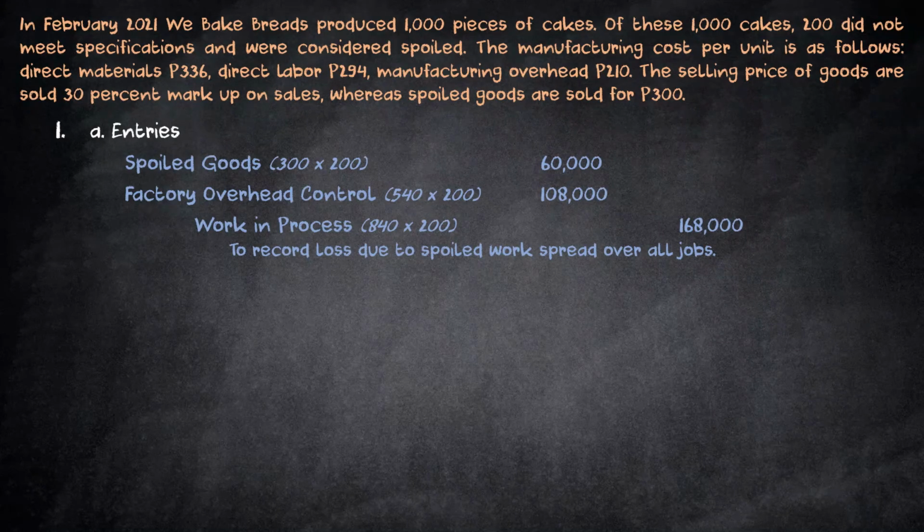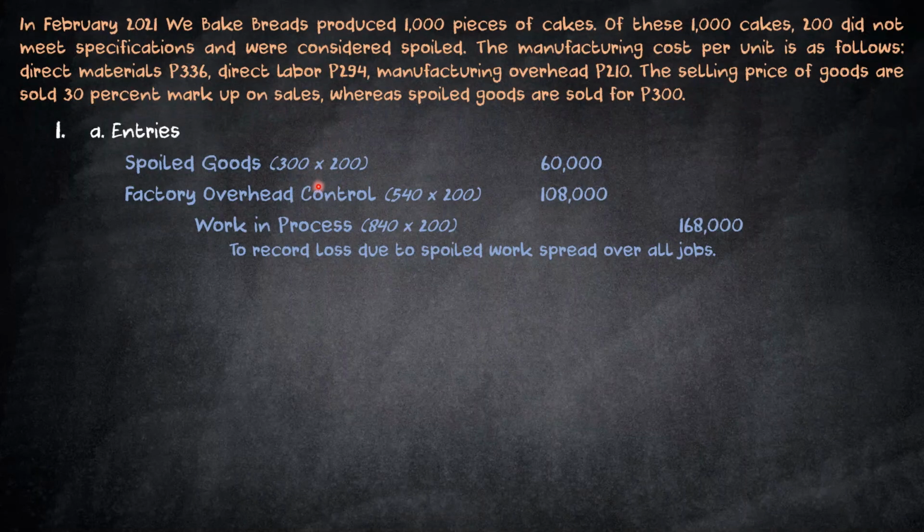Okay, ayan. Ang ating entries would include a debit to spoiled goods, debit to factory overhead control, and credit to work in process. Si spoiled goods po, siya ang magre-represent ng ating recovered cost. Again, recovered cost. Kaya ang computation natin dito is 300. Saan galing si 300? Ito po siya. Diba, nabenta natin ang ating spoiled goods for 300, so siya ang ating recovered cost per unit.